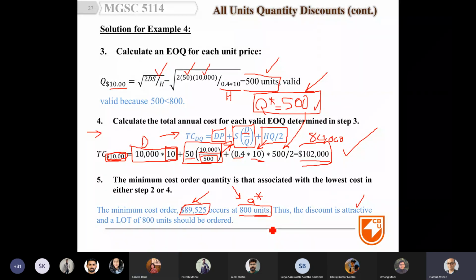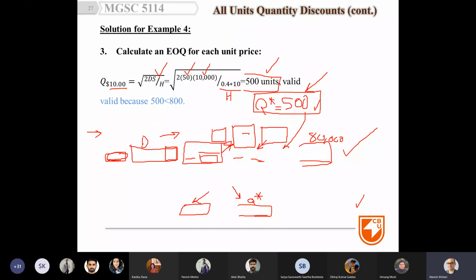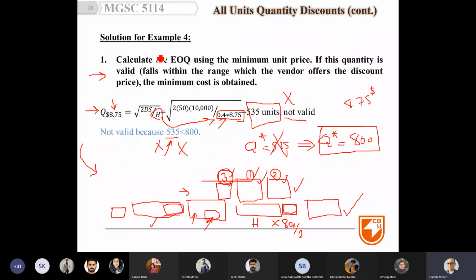Excellent. And again, I want to mention here, if in the first step economic order quantity was valid, should I go to the next steps? No, sir. No. So for your final exam, I may ask a very simple question. Be careful about that. You may not need to go to next steps.